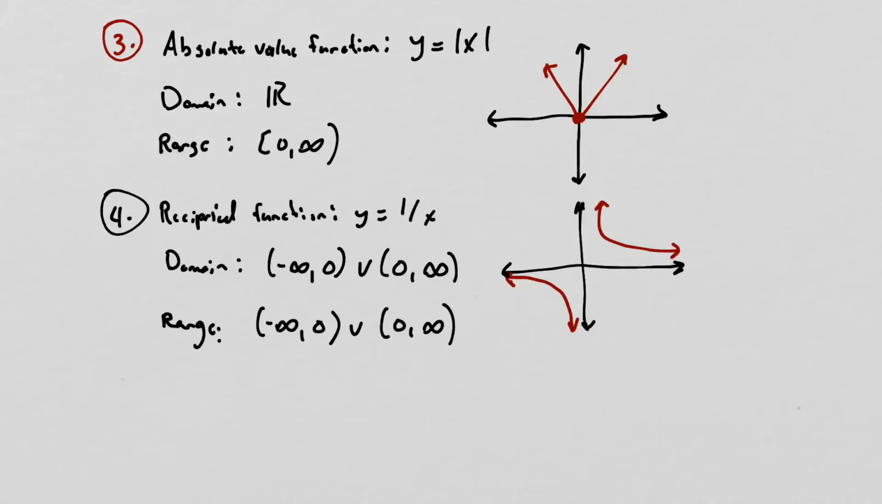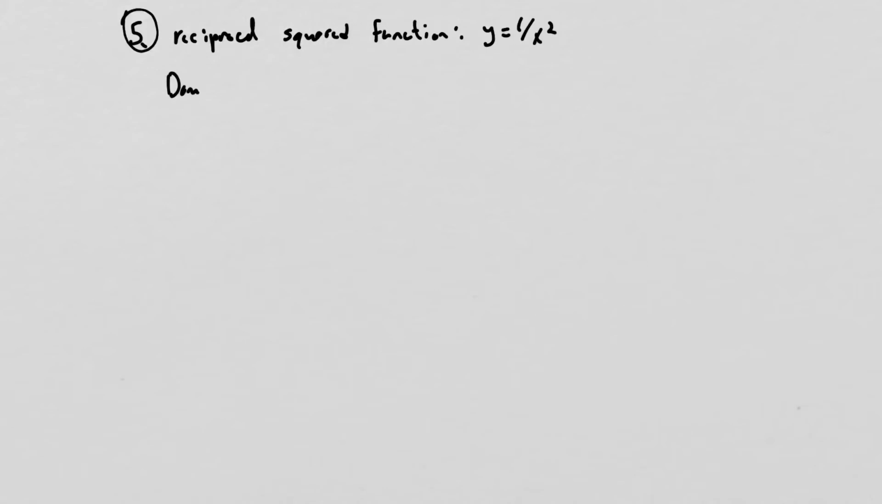All right, 2 more functions. For the fifth one, we'll be looking at the reciprocal squared function, and this is given by y is equal to 1 divided by x squared. The domain of this function is, again, all real numbers except for 0. And the range of this function is going to be 0 to infinity.